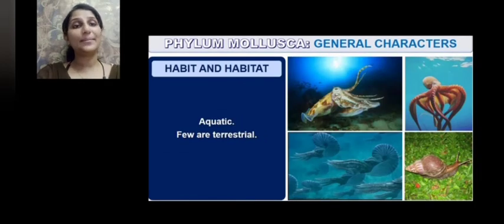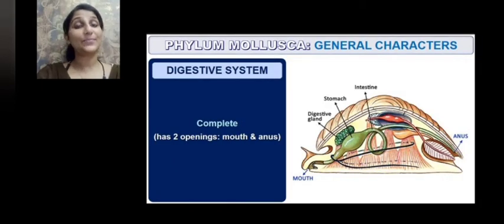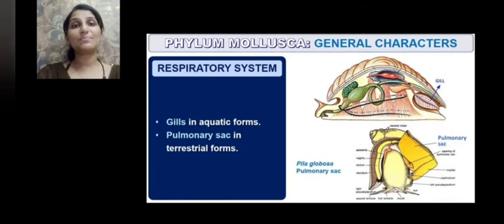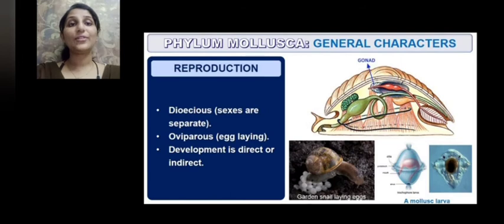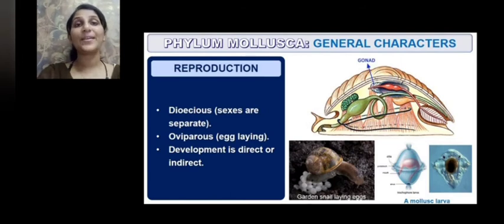And about its habit and habitat, they are aquatic and very few are terrestrial. And about its digestive system, it is complete. That is, it has two openings, one for the mouth and the other for the anus. And the respiratory system is by means of gills in aquatic forms, and they have a pulmonary sac in the few terrestrial forms. And the circulatory system is open type, that is, blood is pumped by the heart into the body cavities, and within the body cavities all the organs remain bathed in the circulatory fluid. And reproduction, they are dioecious, that is sexes are separate, and they are egg-laying, that means they are oviparous, and development can be either direct or indirect.